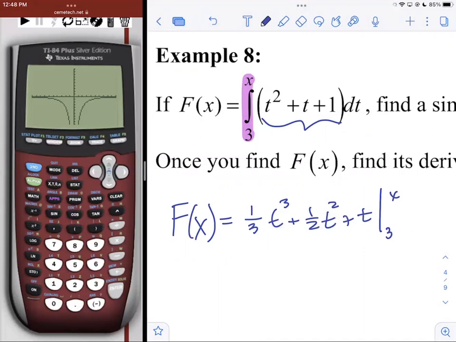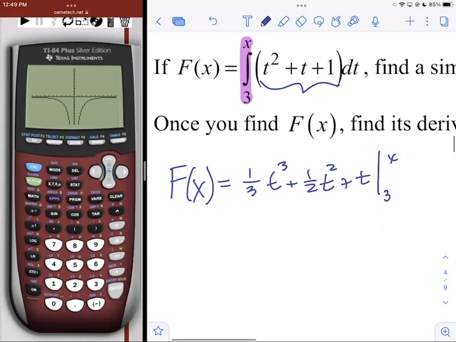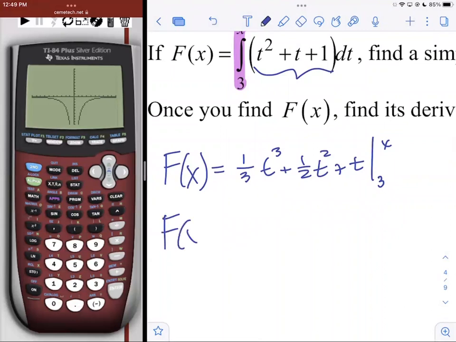But right now, it looks weird to have f of x and then a bunch of t variables. You're like, where's the x? Well, we're not done evaluating it, right? Let's go ahead and continue on the right-hand side. We'll plug in the top, right? So for every t, we plug in a what? An x. So we get 1/3 x cubed plus 1/2 x squared plus x.